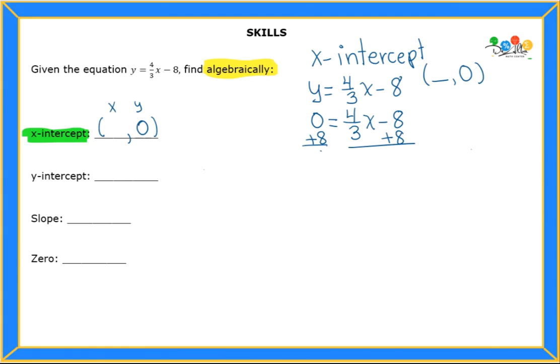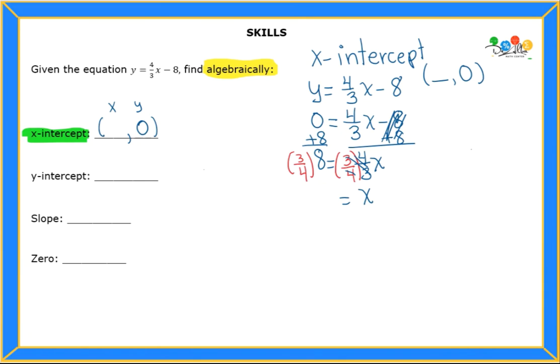So 0 plus 8 is 8. And 4/3 of x stays like that. And 8 and minus 8 cancel out. How do I get rid of the 4/3? That's a fraction. I don't know if you remember, but to get rid of a fraction, you multiply by its reciprocal. So I'm going to multiply by 3/4. Okay, let's continue with the problem. This is going to cancel, of course, and I end up with x.